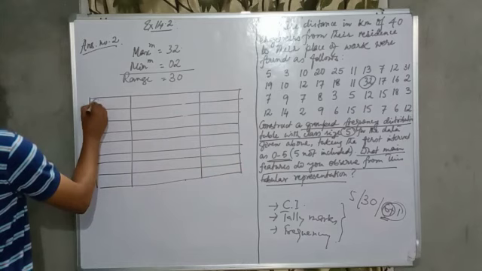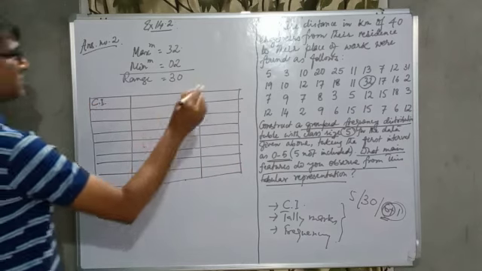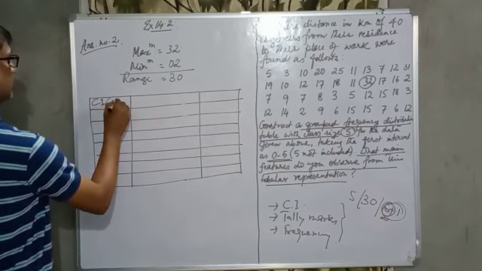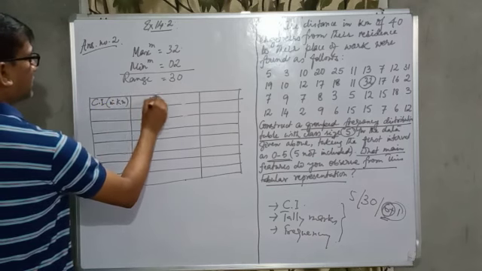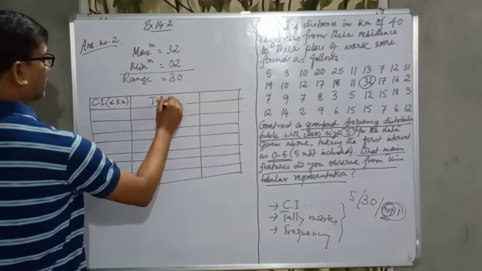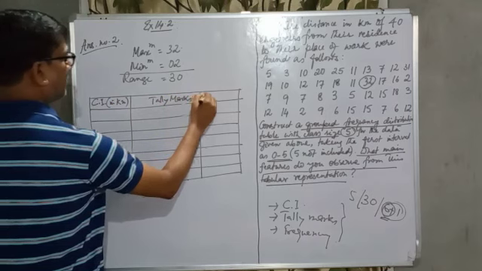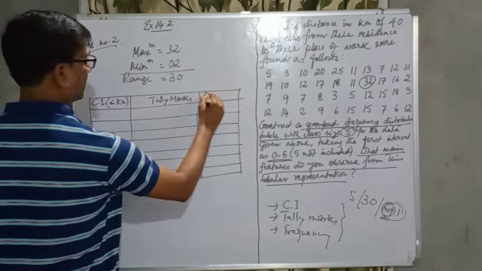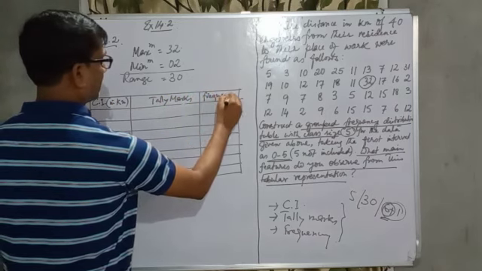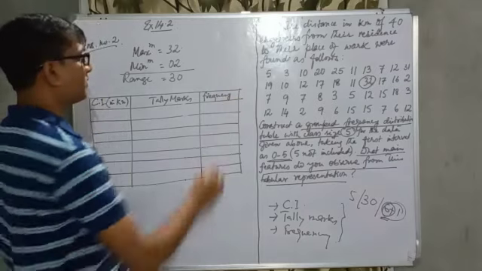So class interval in kilometers, then tally marks, then frequency. Frequency is the number of engineers.